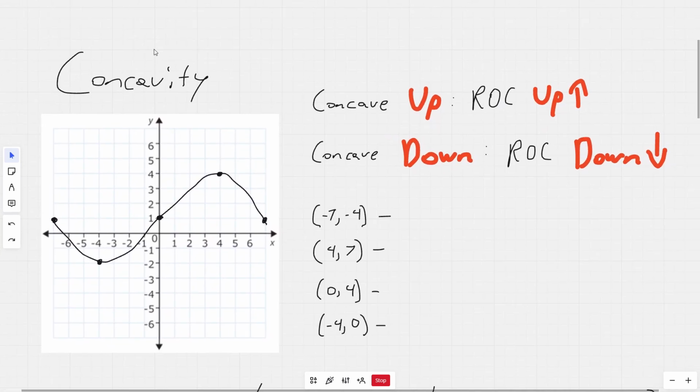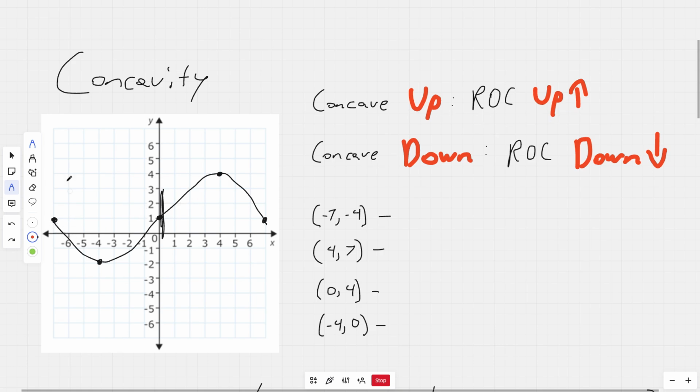So, concavity. When something is concave, that means that the rate of change is either concave up, which means the rate of change is increasing. So let's take a look right over here. As you can see, from this point, although the function is going down right now, the rate of change is constantly increasing. That means that's concave up. Concave up, ROC up, right?